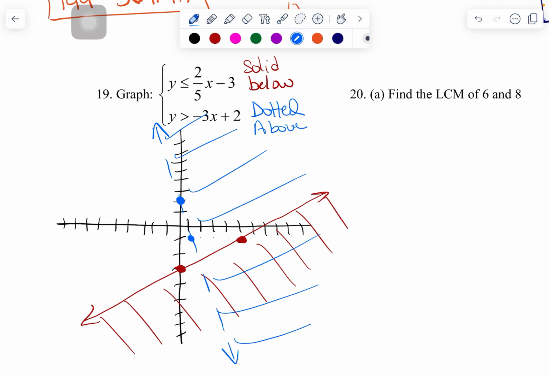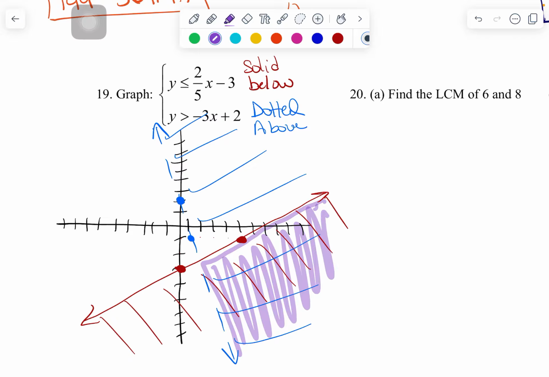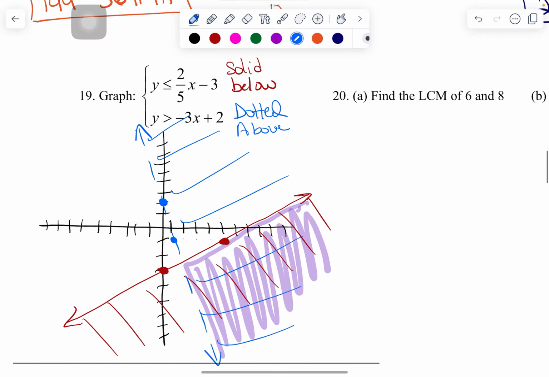And so the overlap, I'm going to grab my purple highlighter here. The overlap is this section that is shaded both red and blue. All right. So when you're solving and when you're graphing a linear system of inequalities, you're looking for that overlap position on your graph. All right.